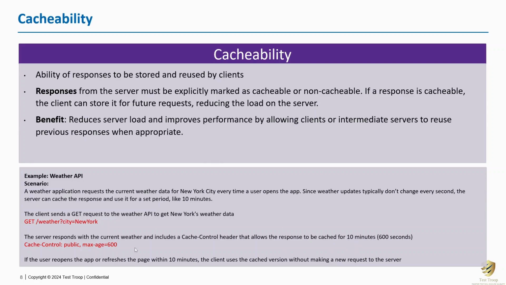This basically tells that the response is to be cached for 600 seconds, that is equal to 10 minutes. If the user reopens the app and refreshes the page within 10 minutes, the client uses the cached version of the response. It is not going to make any call to the server. It uses the cached response. If the user reopens or refreshes the app after 10 minutes, then a new GET call is made towards the server to get the latest weather data. This is how the cache control or cacheability feature works.